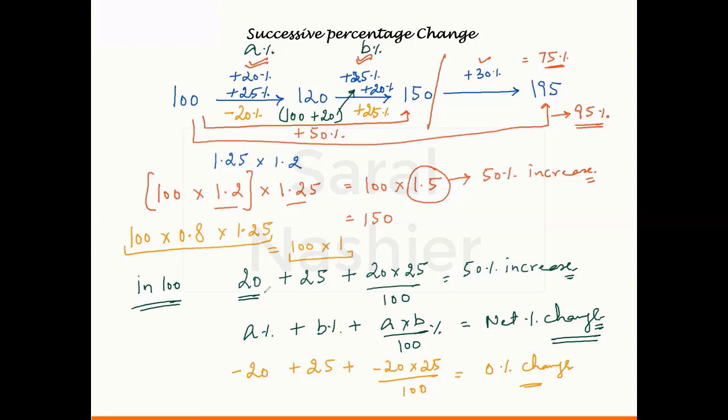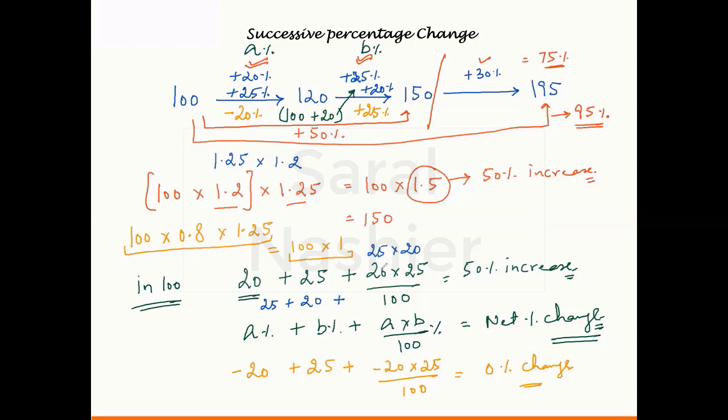Even in the formula, you can say it will become 25 plus 20. So 20 plus 25 or 25 plus 20 are the same thing. Similarly, 20 into 25 would become 25 into 20. That is also the same thing. So it does not make a difference.